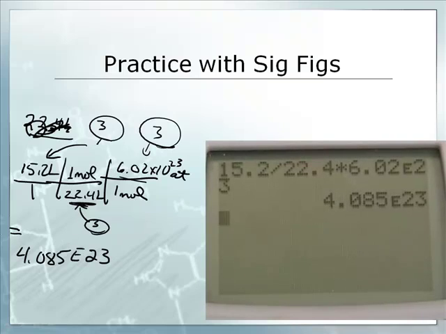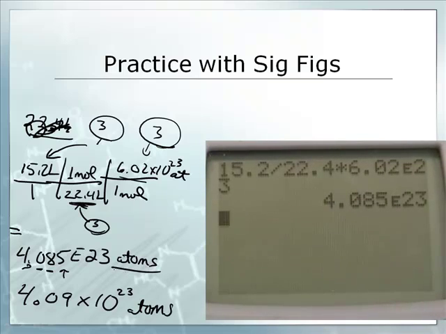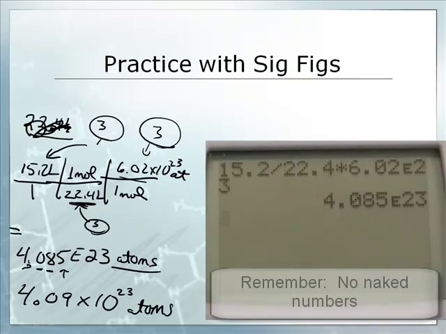So the 4 is significant, and the 0 is significant, and the 8 is significant, and then that 5, what is it? The 5 makes us round up. So this will be 4.09 times 10 to the 23rd, and this will, by the way, be atoms. I had a naked number there. No naked numbers. Make sure you put your clothes on. Okay, so that helps us to do this.